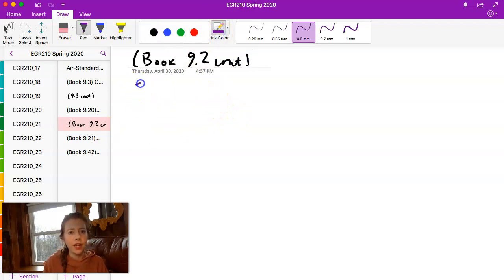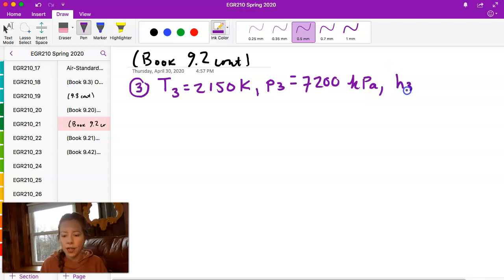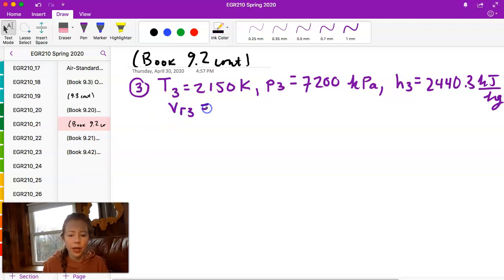So then for state 3, we have T3 is 2150 K. We were given that. P3 is 7,200 kilopascals. And so we can find H3 in the table, which is going to be 2440.3 kilojoules per kilogram. And we can find VR3 in the table, and that is 2.175.